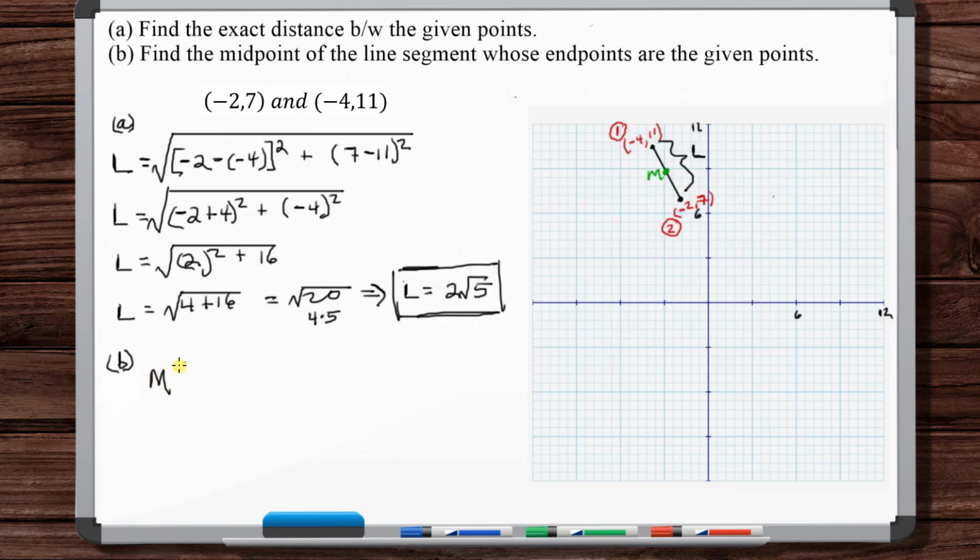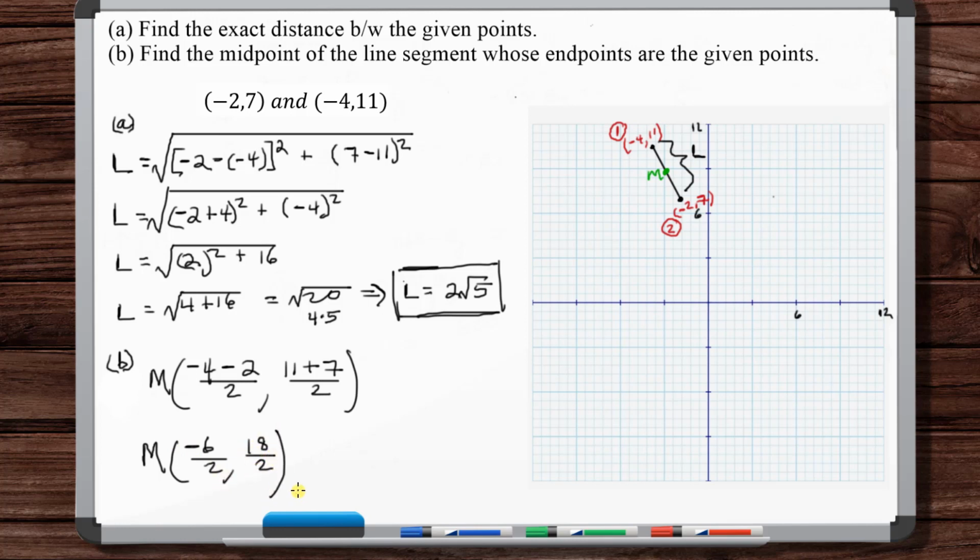Okay, so x1 plus x2, so plus minus 2, divided by 2, and then y1 plus y2, so minus 6, and then, okay, so the coordinates of the midpoint are, all right, and that is part B.